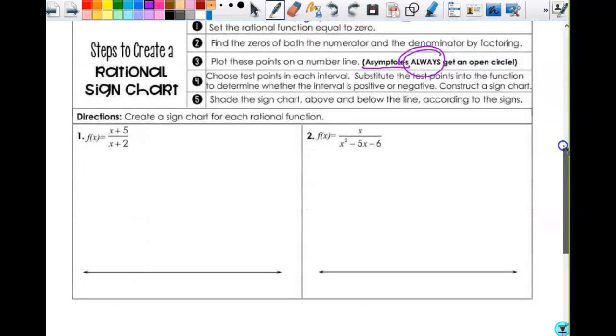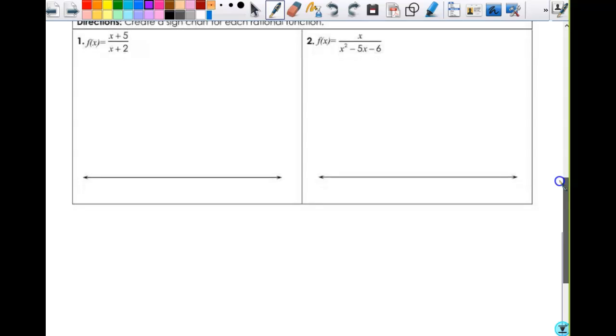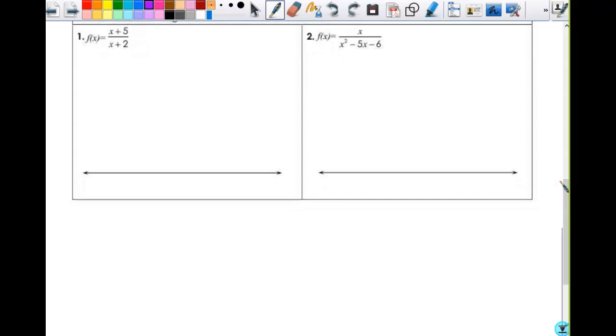It says create a sign chart. All right, so there's really nothing to factor. You can set it equal to 0, but that's as exciting as it gets. So tell me, first of all, the asymptotes happen when the function is undefined. So what number would I substitute into this function to make it undefined? -2, exactly. And that means that's where my asymptote is.